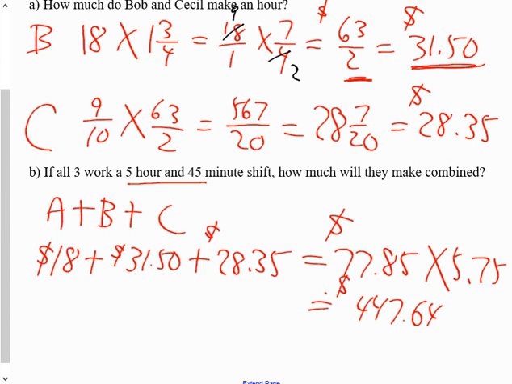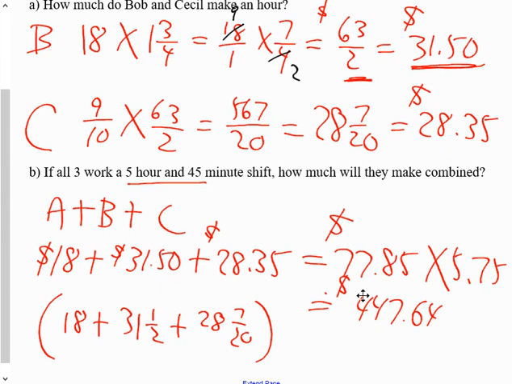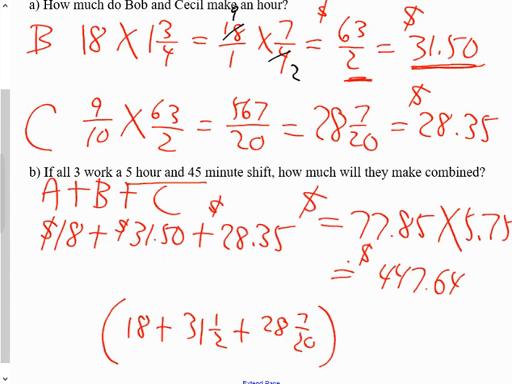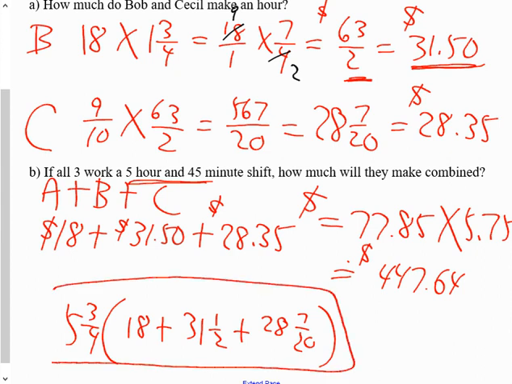If you did it as fractions, it would be 18 plus 31.5 plus 28 and 7/20ths. That's how much they make for 1 hour. And you would take that and multiply it by 5 hours and 45 minutes, or 5 3/4. Obviously, if you did this as a fraction, it was a lot harder. But the same thing is true. We added all three first, which is what we're doing here, and then multiplied by 5 3/4. Either way, you got $447.64.